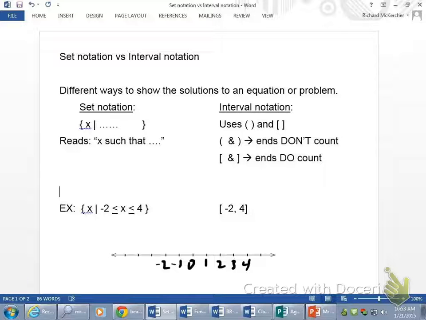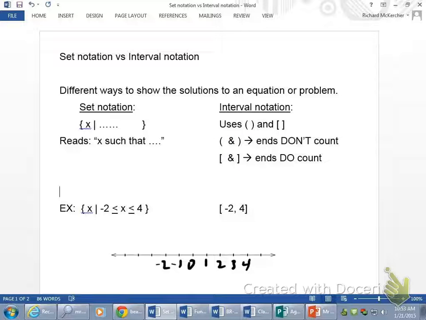Okay guys, going to be Math 3 today. We're talking about January 21st. We should talk about the difference between set notation and interval notation. They're both different ways to show solutions to an equation, like after you've solved something. But we just want to make sure we can communicate back and forth between set notation and interval notation.